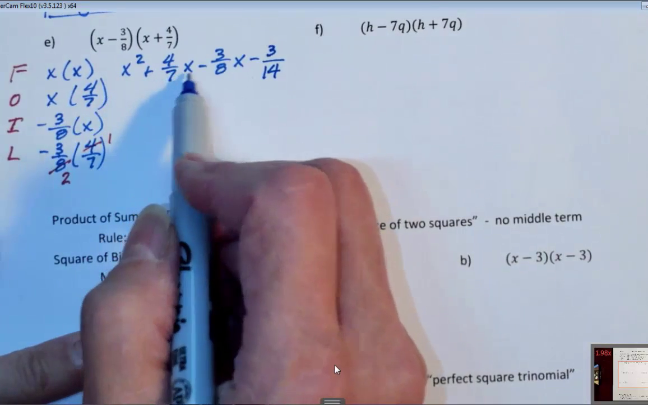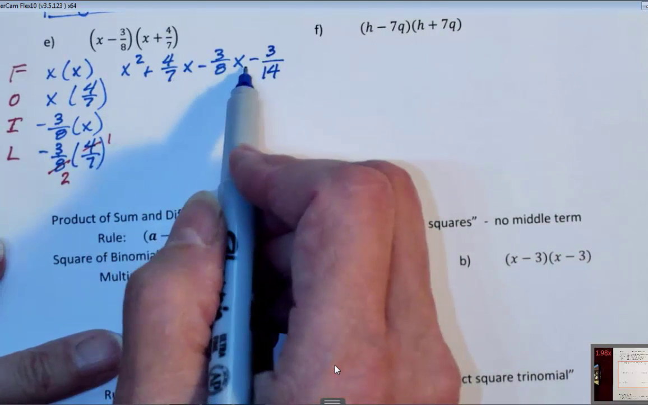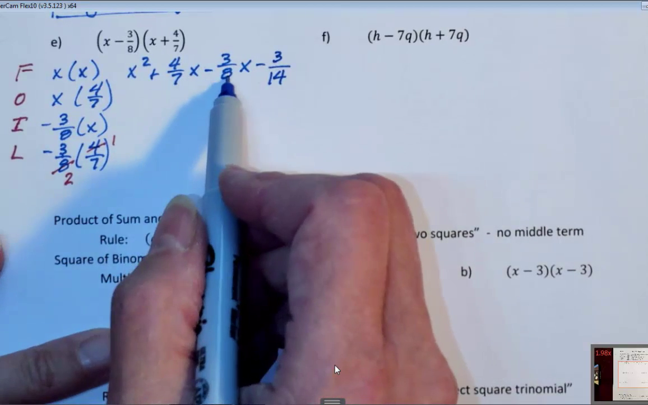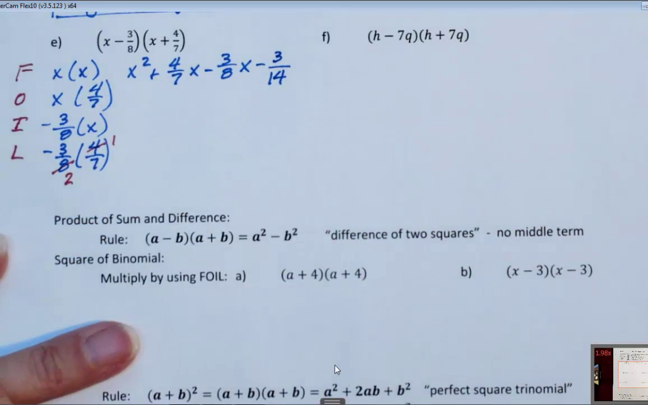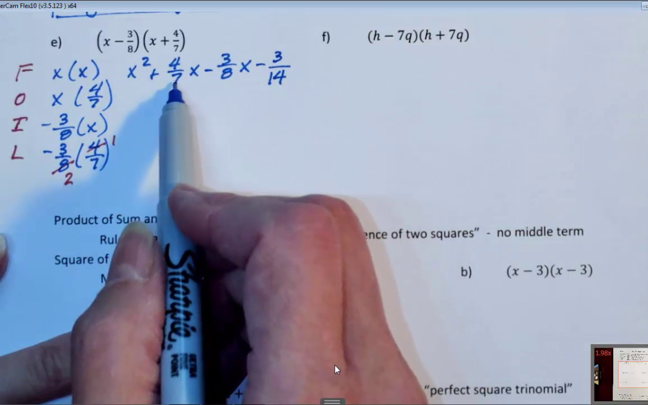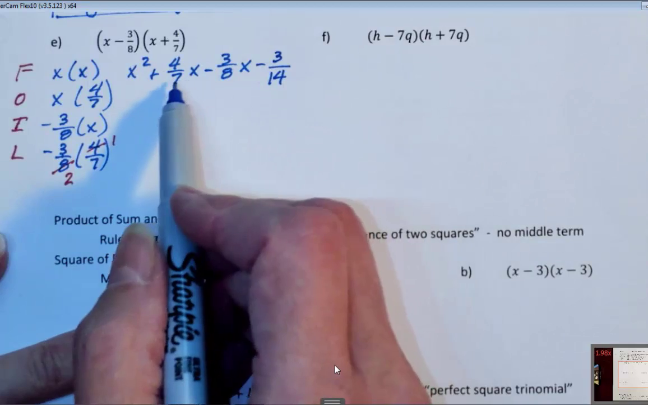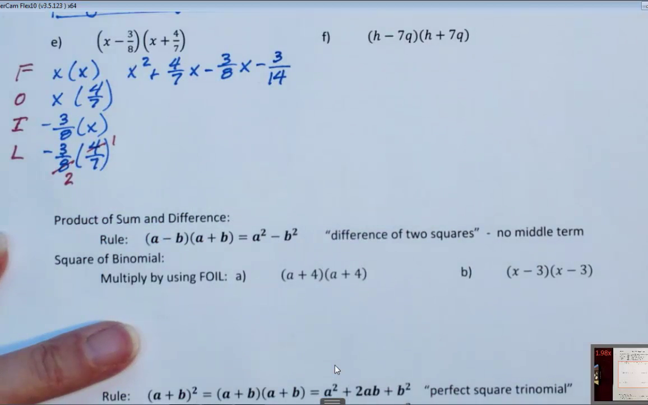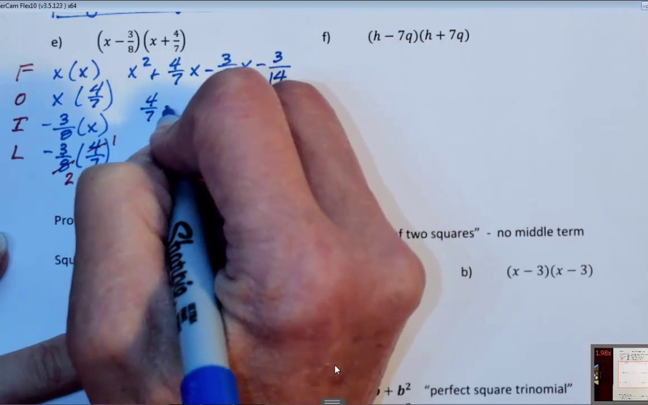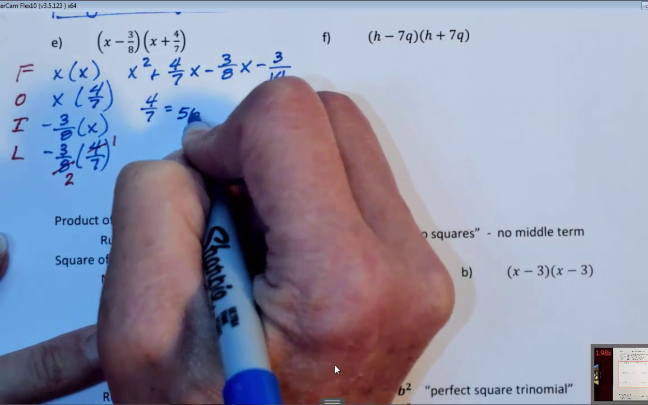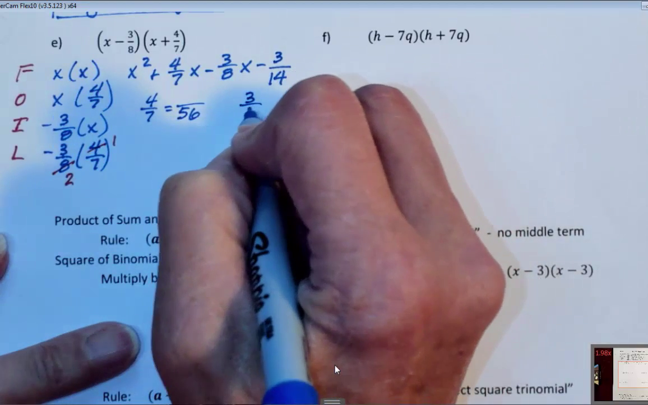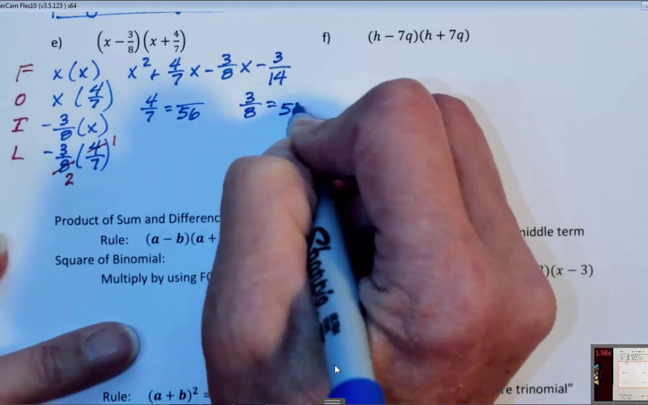I notice that the middle terms have the same variable, so that means I'm going to combine my coefficients, and to be able to combine these coefficients I need a common denominator. So that's what I'm going to work on right now, is the common denominator for 4/7 and 3/8. And I'm looking at that and I say that the common denominator is 56. So 4/7 is going to be made into a new fraction where 56 is my denominator. And 3/8 is also going to be made into a new fraction where 56 is my denominator.